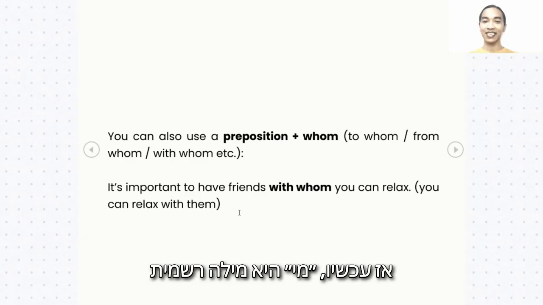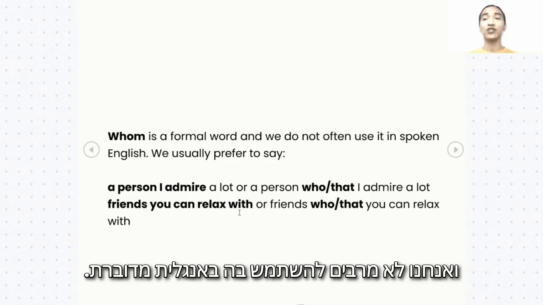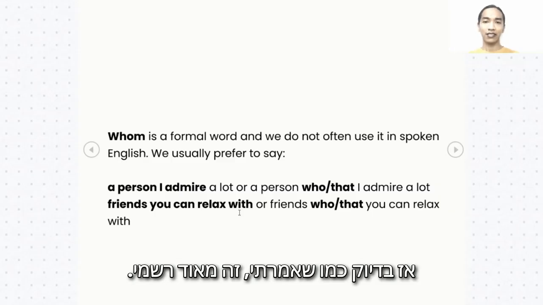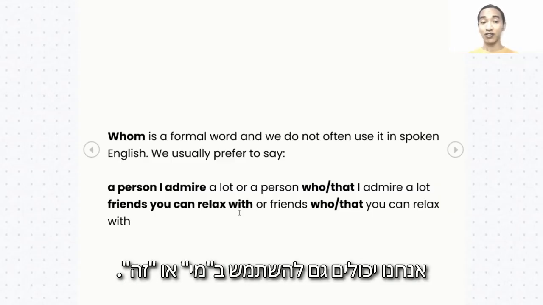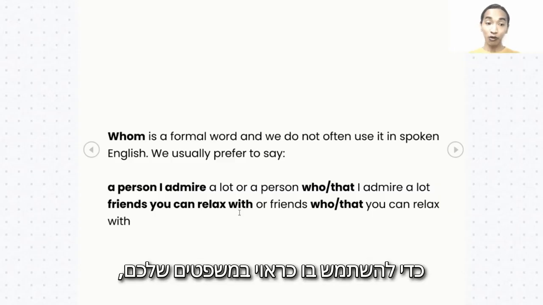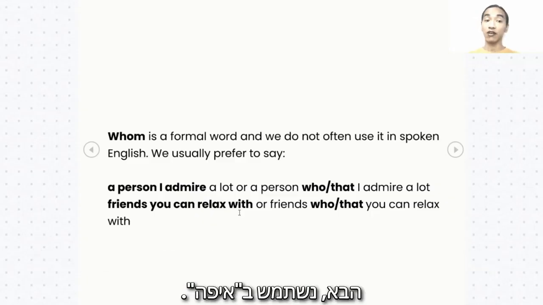All right? So, now, whom is a formal word and we do not often use it in spoken English. We usually prefer a person I admire a lot, or a person who or that I admire a lot. So, just like I said, it's very formal. We can also use who or that. However, it's also good to know how to use whom, to appropriately use it in your sentences. Friends you can relax with, or friends who or that you can relax with.